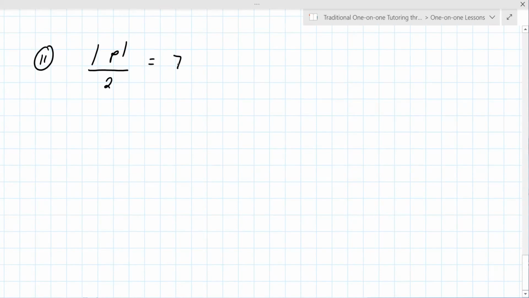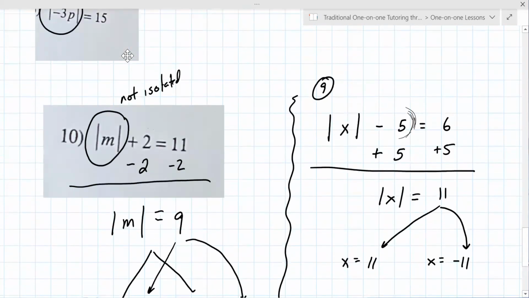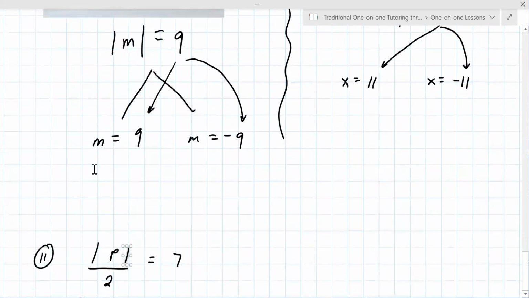Wait. Are we going to go back to number 8? I thought we already did 8. I'm sorry. We're going to do this problem, and then we're going to go to 8. So this is one like 8. So we'll call this 7.